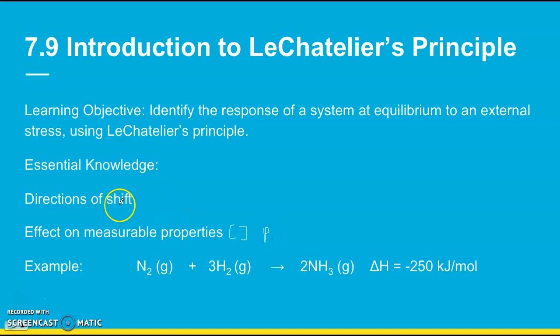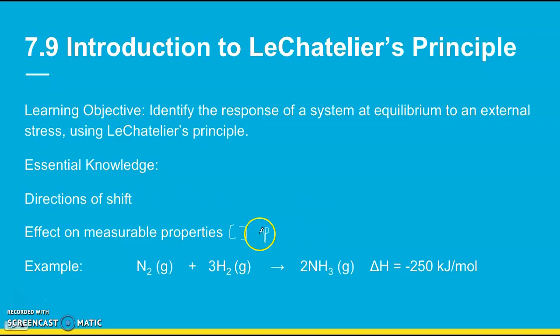So with LeChatelier's principle, the situation is you're at equilibrium. Equilibrium has already been established and some stress is applied to the system, as in it's being changed somehow. And LeChatelier's principle states that the system will respond in order to get back to equilibrium. So we want to figure out which direction the reaction is going to shift to compensate for the stress and get back to equilibrium.